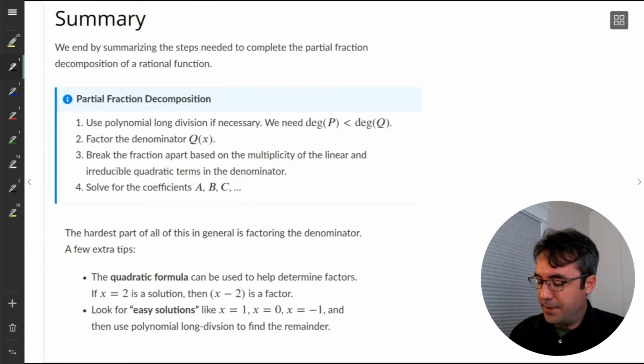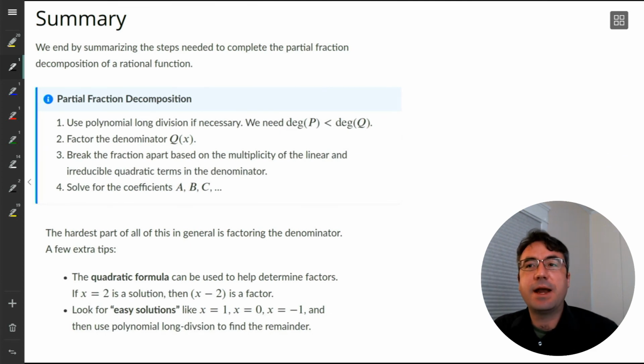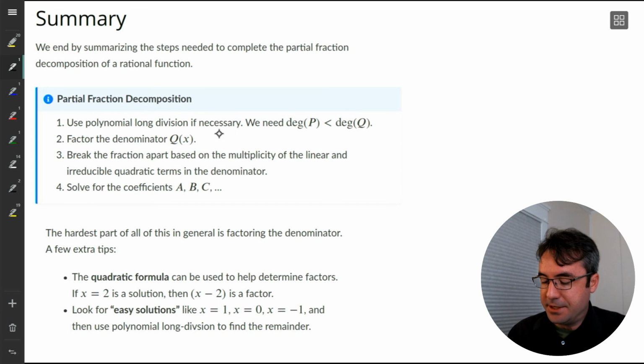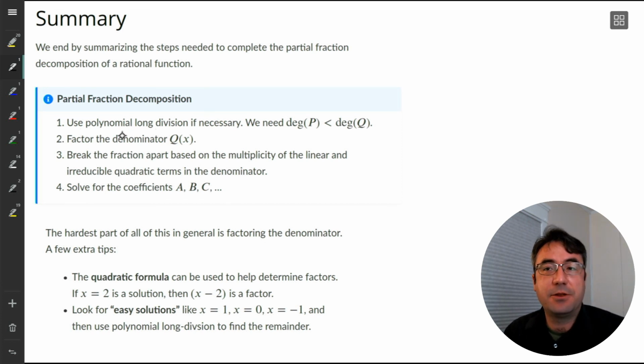All right, so that just about does it. So to summarize partial fractions, the first step is to use polynomial long division. And you only need to do this if the degree of the numerator is greater than or equal to the degree of the denominator. So you need to get it into the format where there's smaller x terms in the numerator as compared to in the denominator.